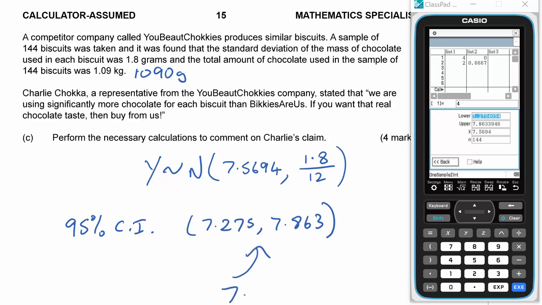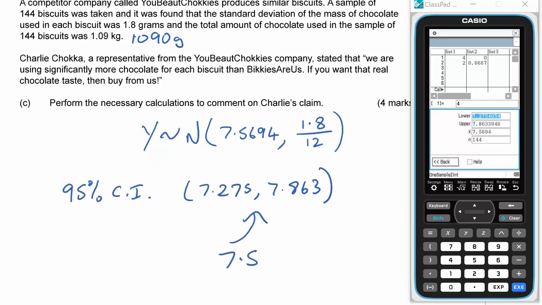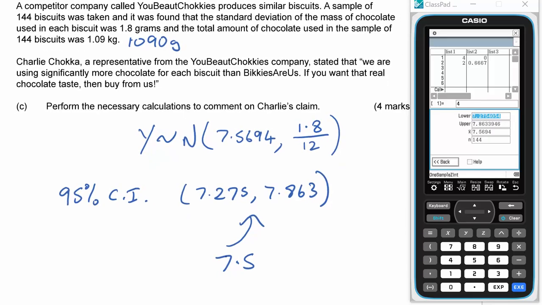and 7.5 is comfortably inside there. So you need a comment. Remember, 7.5 was the Bickies R Us mean. It's well and truly inside that 95% confidence interval for U-Butte Chockies. So I think their claim is bogus.